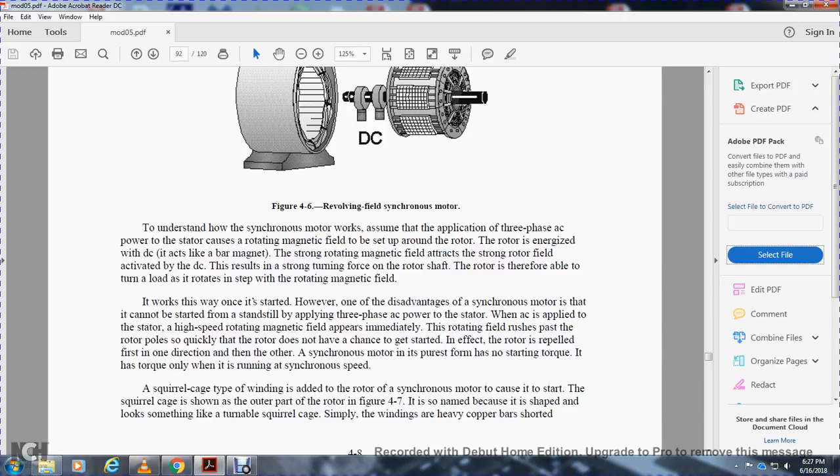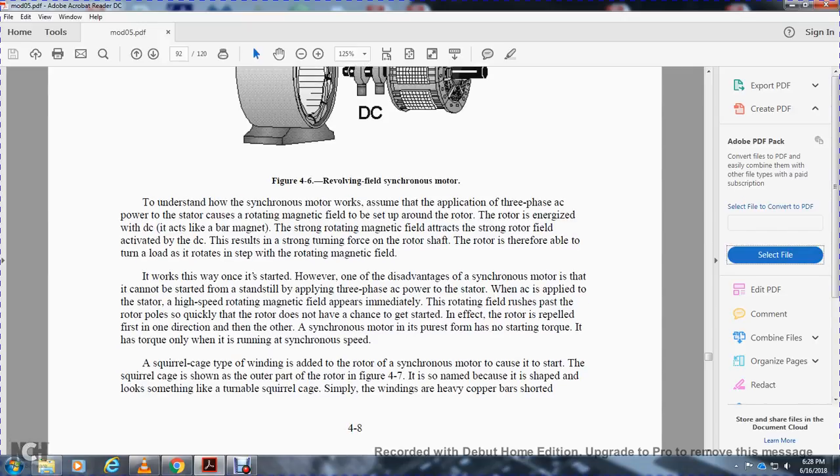However, one of the disadvantages of synchronous motors is that they cannot be started from a standstill by applying three-phase AC power to the stator. When AC is applied to the stator, a high-speed rotating magnetic field appears immediately. The rotating field sweeps past the rotor poles so quickly that the rotor does not have a chance to get started. In effect, the rotor is repelled in first one direction, then the other. The synchronous motor, in its purest form, has no starting torque and develops torque only at the synchronous speed. A squirrel cage type of winding is added to the rotor of the synchronous motor to cause it to start.